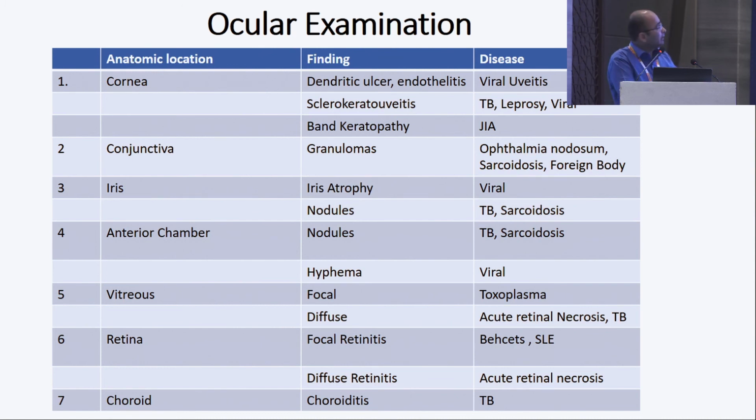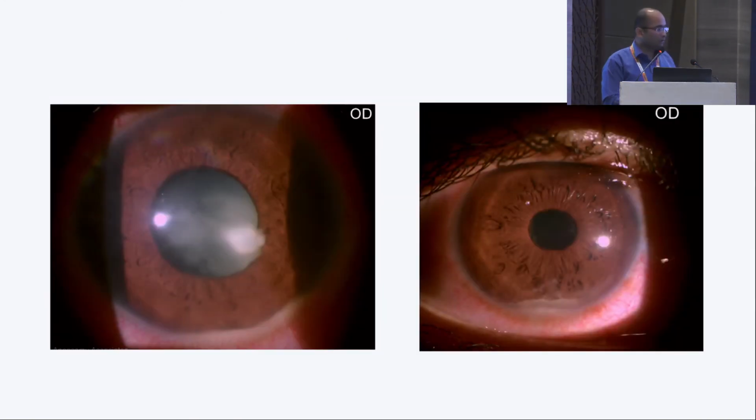Coming to this slide, it is important to pay attention to the anatomic location and the typical findings seen in typical diseases. Conjunctival granulomas are commonly seen in cases of sarcoidosis and foreign body. Again, we will be moving on to the next slide. These are two cases presenting as hypopyon uveitis. They look similar, so how can we differentiate between the two entities?